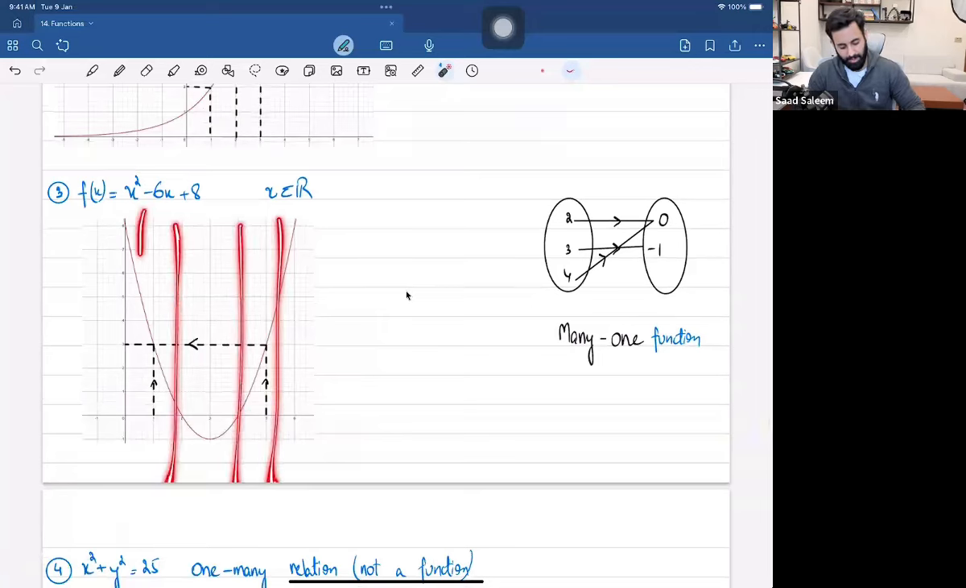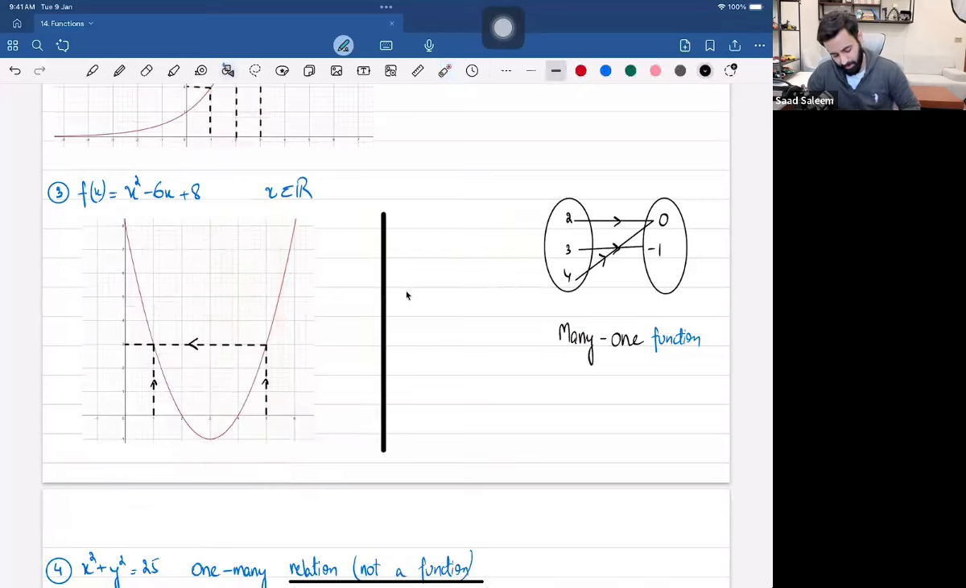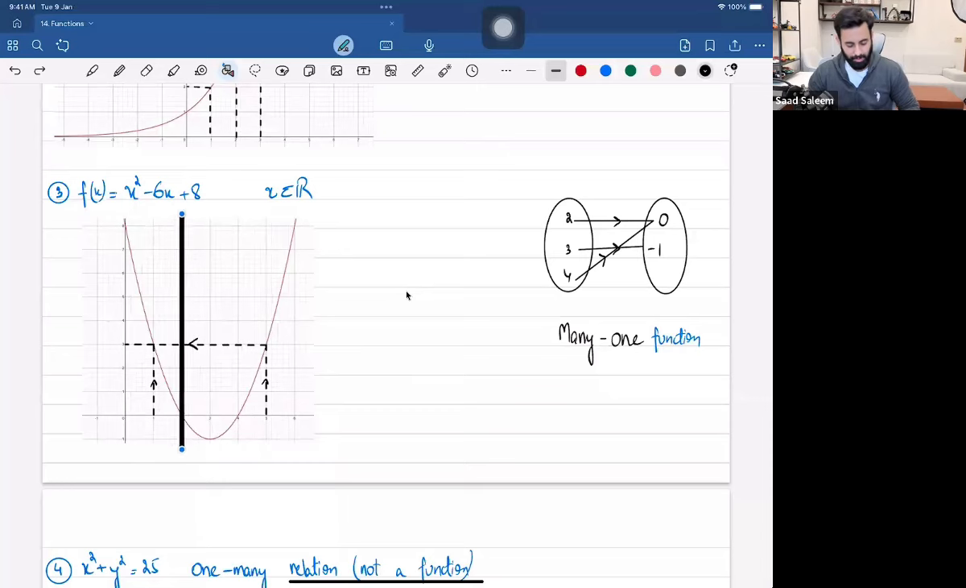Now, here, let's start with the vertical line test. Is there a point where, if I draw a vertical line at so-and-so point, it will cut it twice? There isn't. You can think of it this way: take a vertical line and drag it throughout the graph, and you'll notice at no point will the vertical line cut this graph twice. It will always cut it once. But what about a horizontal line?